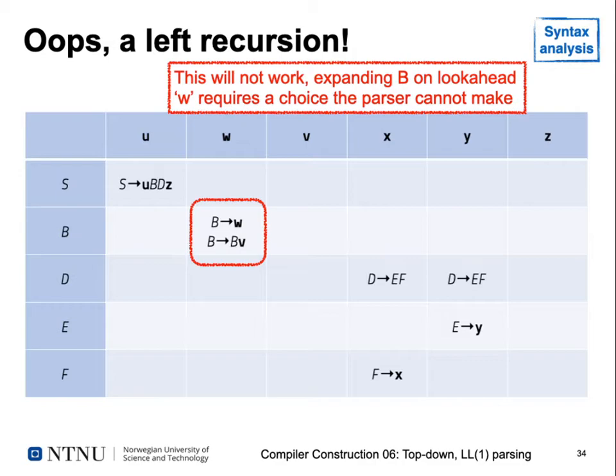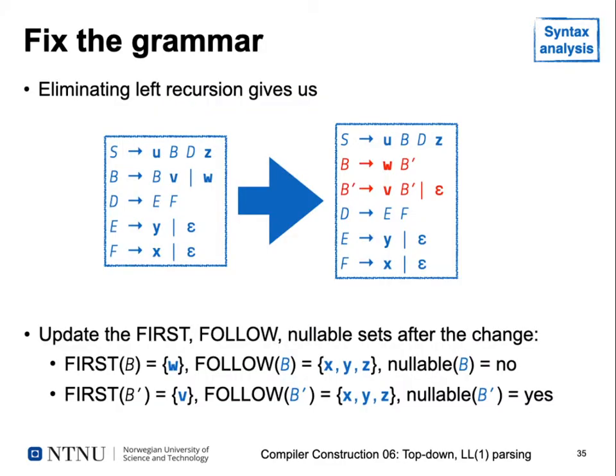So this will not work because this table is not unambiguous. If we try to expand B on our look-ahead W, this would again require a choice that our parser cannot make because it doesn't have unlimited look-ahead to our input token stream. So we need to change something in our table.